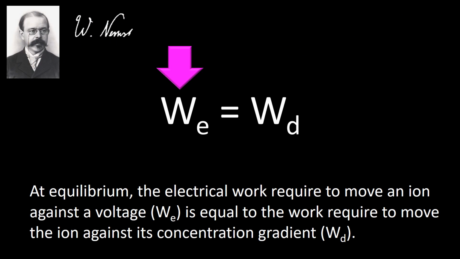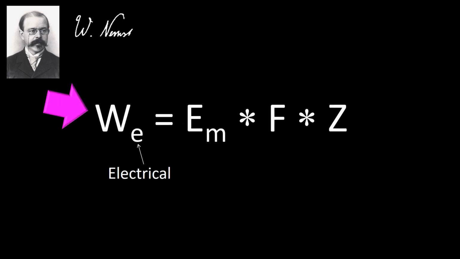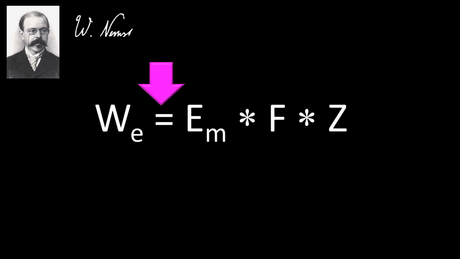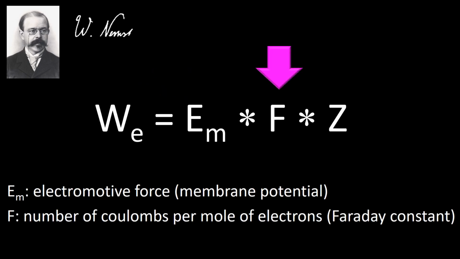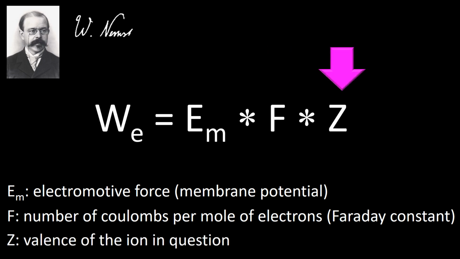Now let's look at the factors involved in electrical work. Electrical work is equal to membrane potential multiplied by Faraday constant multiplied by the valence of the ion in question.